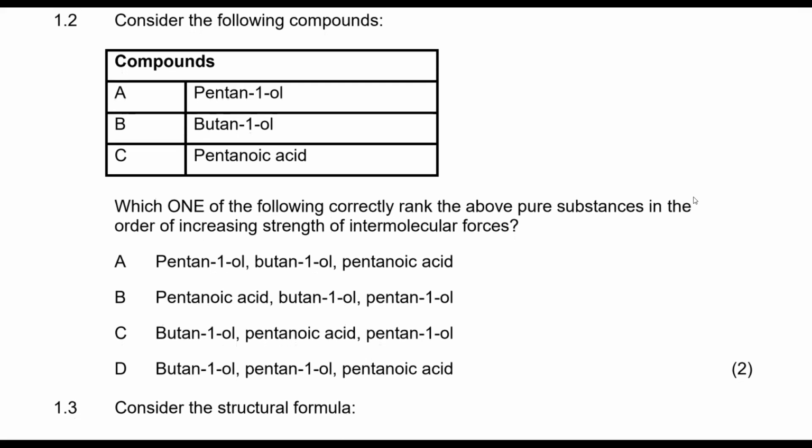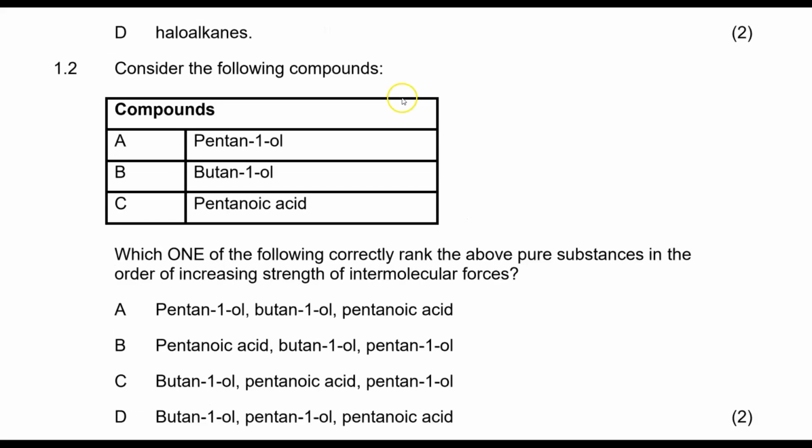Let's do question 1.2. So question 1.2 says, consider the following compounds. So you have pentan-1-ol, butan-1-ol, pentanoic acid. So the question says, which one of the following correctly ranks the above pure substances in the order of increasing strength of intermolecular forces? So let's look at the keywords here.